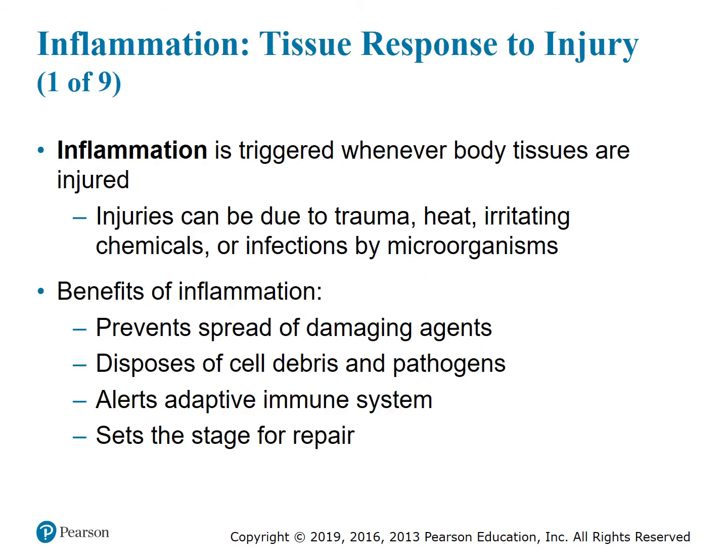Look at inflammation. So, tissue response to injury. Inflammation is triggered whenever body tissues are injured. Injuries can be due to trauma, heat, irritating chemicals, or infections by microorganisms. The benefits of inflammation are, first, very important, it prevents the spread of the damaging agents. It disposes of cell debris and pathogens. It also alerts the adaptive immune system and sets the stage for repair.